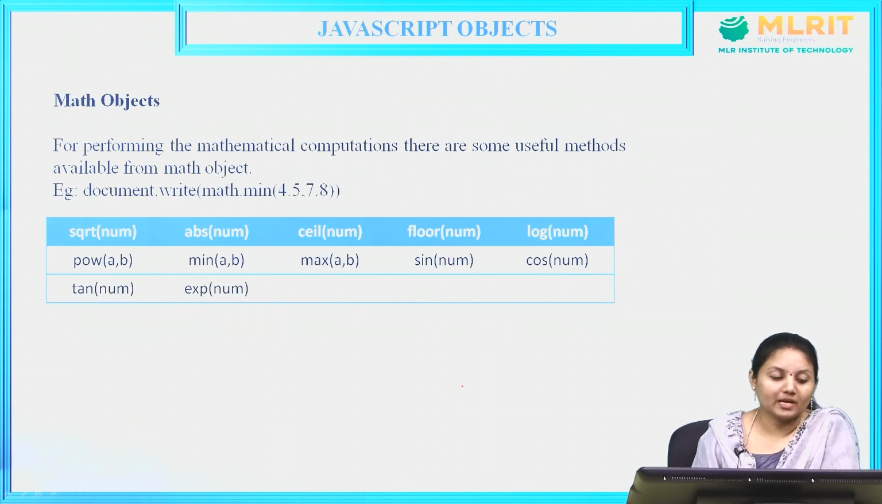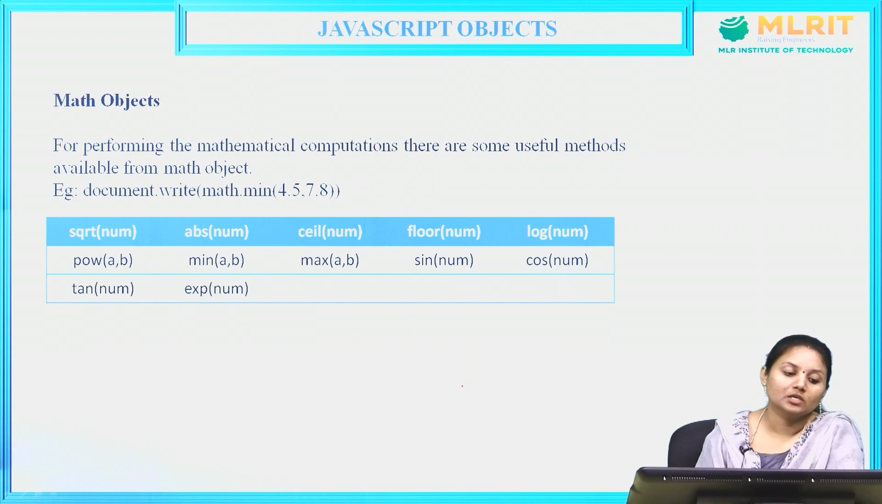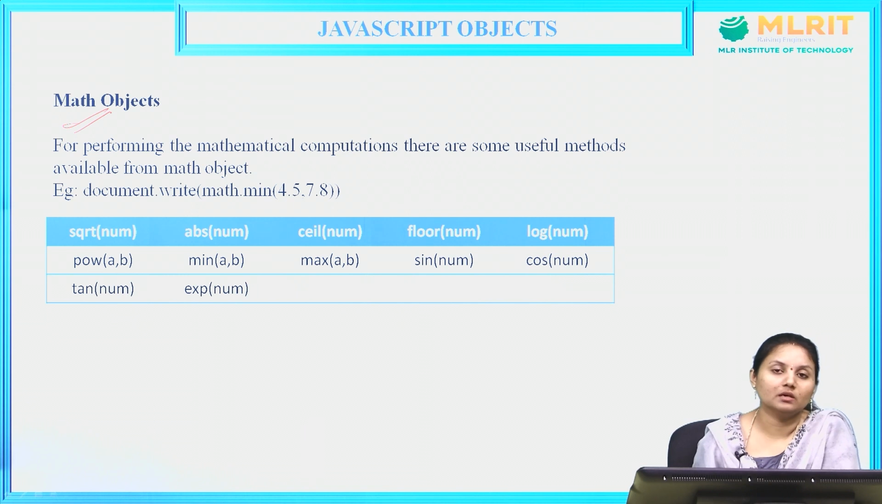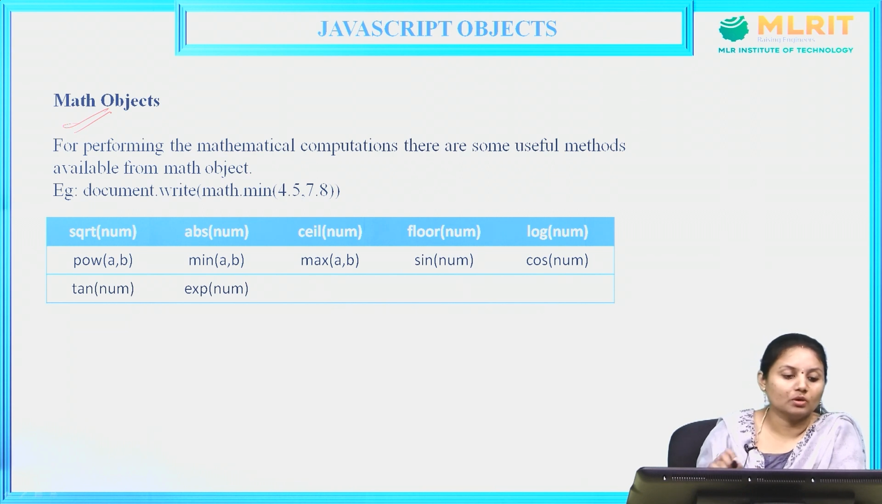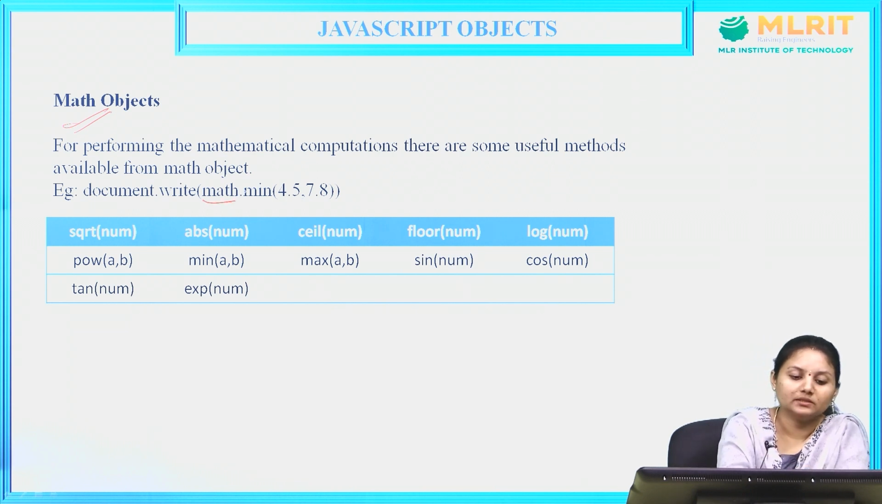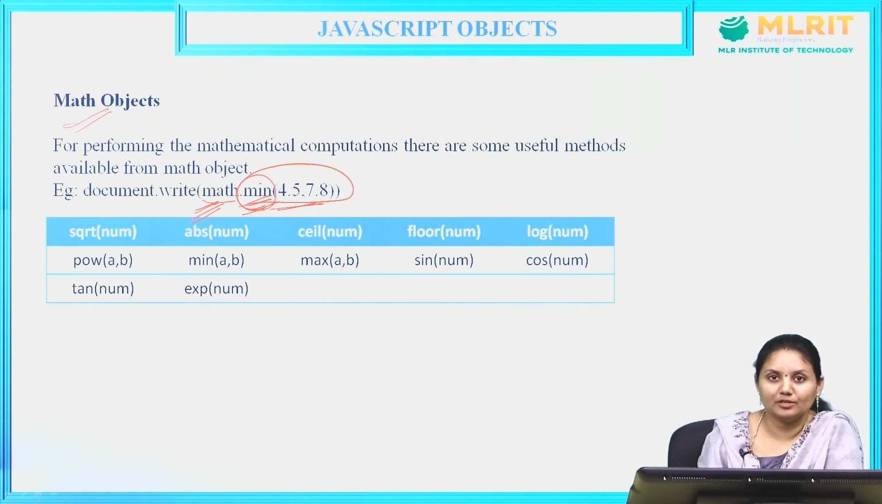So, what is a math object? For performing mathematical computations, there are some useful methods in JavaScript, and those methods reside in the math object. First, to write any output we use document.write. You know, document.write is part of the DOM, the Document Object Model. Here also we are talking about objects only. So, document.write Math.min. This is a math object used to find the minimum value. Math.min will give you the minimum among the two values that you are passing.